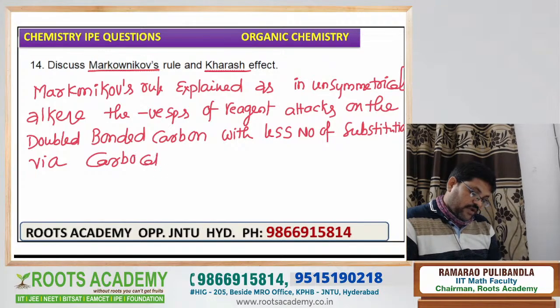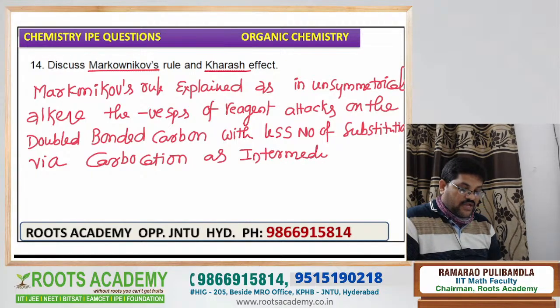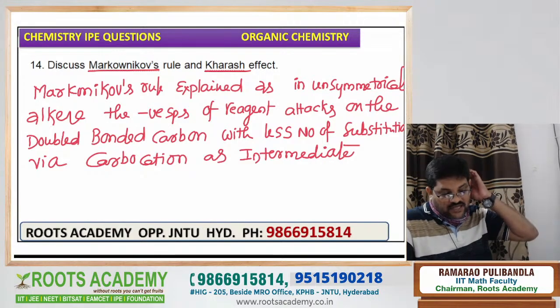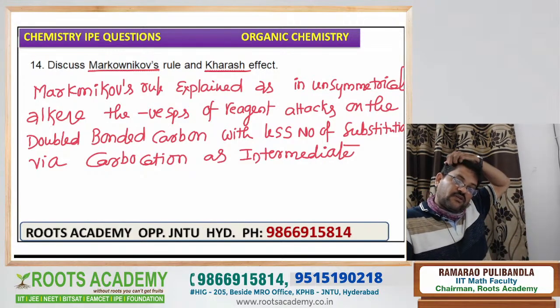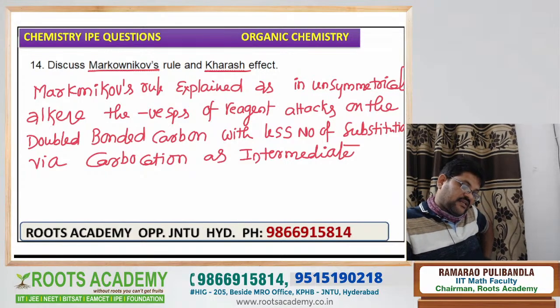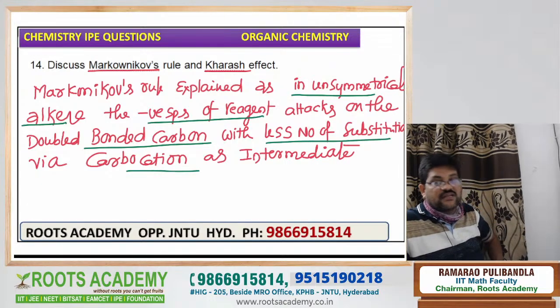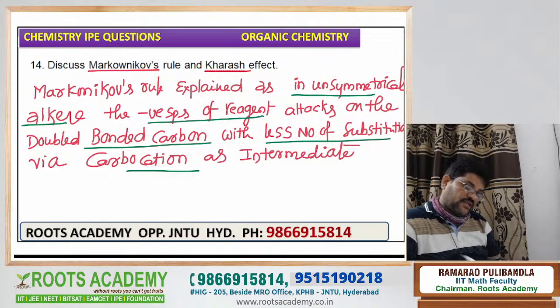Via carbocation as intermediate. Tell me my explanation. Repeat the explanation once again. See the concept. So what is Markovnikov rule? In unsymmetrical alkene, the negative species of the reagent attacks on the doubly bonded carbon with less number of substitutions via carbocation as intermediate. Don't worry. Now I explain with one example so you understand.